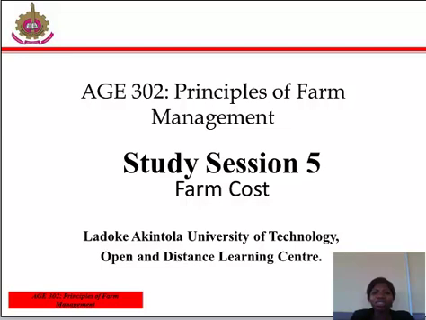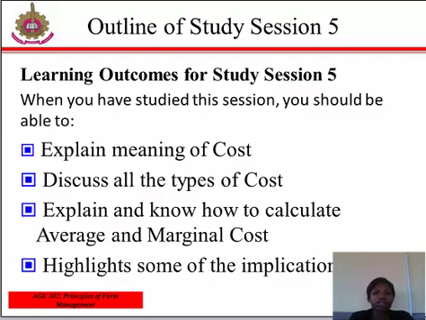In the last study section, we discussed the decision-making functions of a farm management. But in this study section, attempts were made to define costs, explain the various types of costs, and discuss the implication of costs in farm management. So at the end of this study section, you should be able to explain the meaning of cost, discuss all the types of costs, explain how to calculate average and marginal costs, and lastly, highlight some of the implications of cost. Let's talk about this learning outcome one after the other.